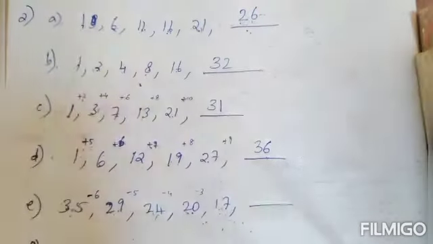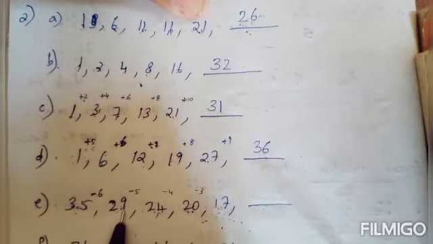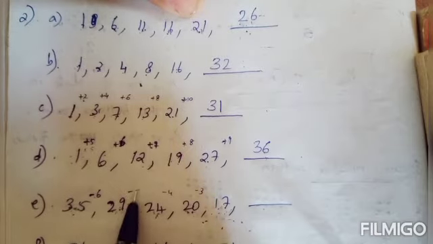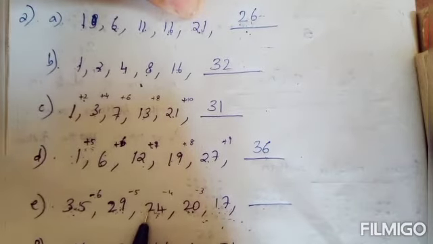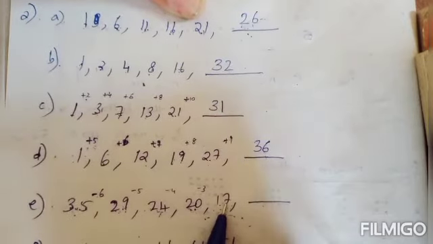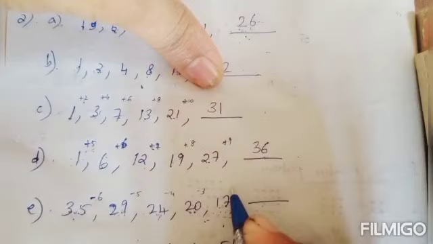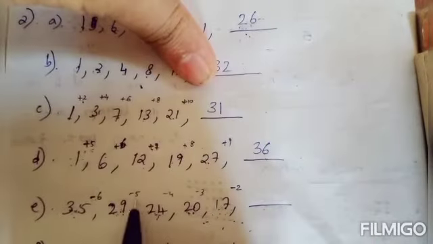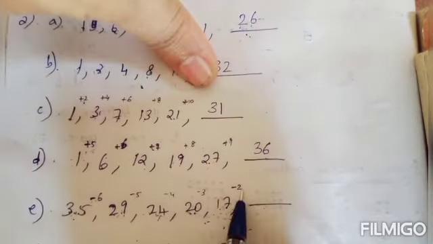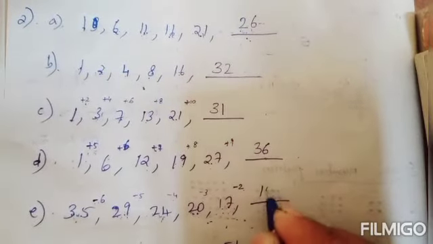So you can see 35 minus 6, you will get 29. 29 minus 5, 24. 24 minus 4, 20. 20 minus 3, 17. So what will be the next number? It will be 17 minus 2: minus 6, minus 5, minus 4, minus 3, minus 2 next. So 17 minus 2 will be 15.